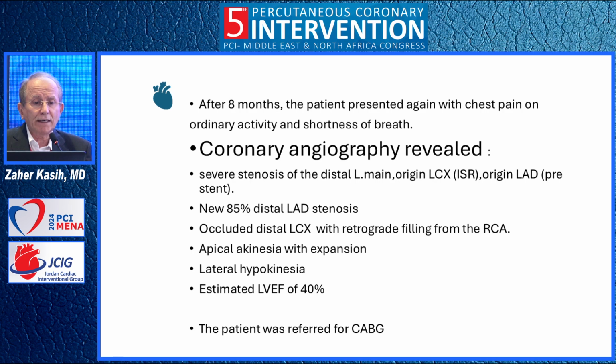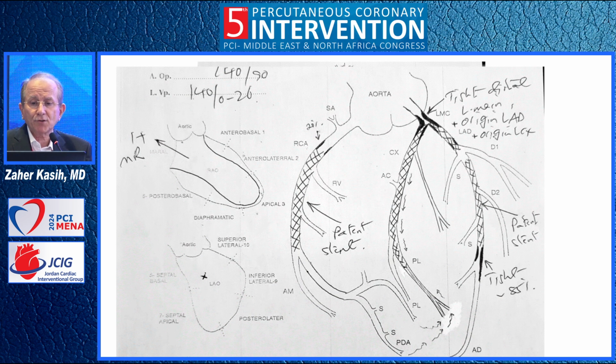Coronary angiography revealed severe stenosis of the distal left main, origin left circumflex in-stent restenosis, origin LAD pre-stent, new 85% distal LAD stenosis, occluded distal left circumflex with retrograde filling from the RCA, apical akinesia with expansion, lateral hypokinesia, estimated EF of 40%. And the patient was referred for bypass surgery.